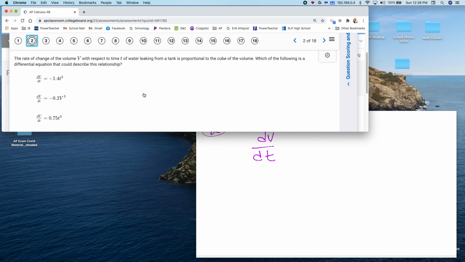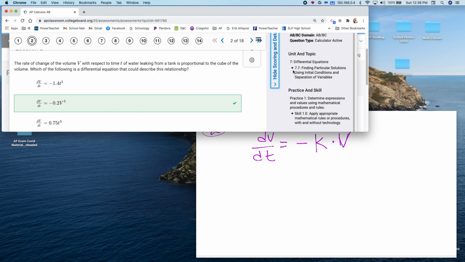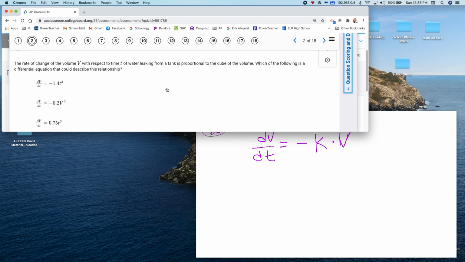So since it's leaking, I'm going to say it's got to be negative because it's leaking, is proportional to the cube of the volume. So it's proportional to the cube of the volume. So some value k times the volume cubed. That would be the cube of the volume. So hopefully, if I click on this, that's that one, right? I mean, this right here is called a constant of proportionality.